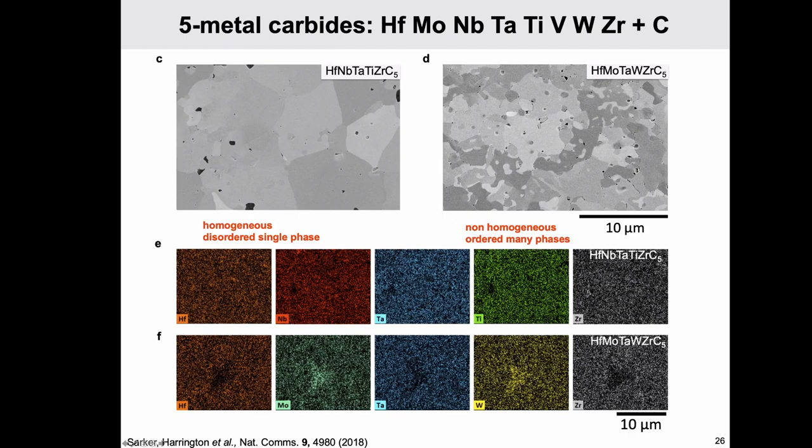And these are two-phase systems: hafnium, molybdenum, tantalum, tungsten, zirconium carbide. And you see, depending on the colors, you have one type of phase and the other type of phase, and so on. This is for the first system. This is the position of the metals, from hafnium to zirconium, and they're pretty much random.